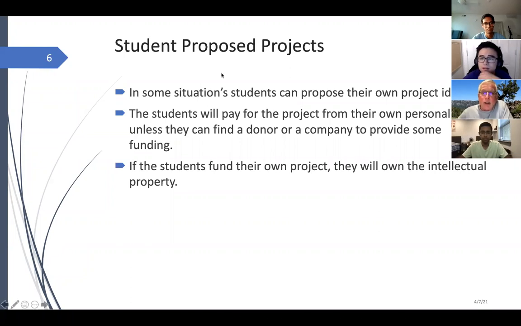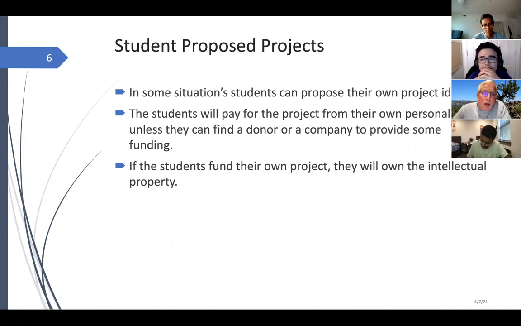And so it says here the students will pay for the project out of their own personal funds. Well, generally not, because we can actually go find donors or some funding in the department to pay for it. Unless, of course, you want to buy a $10,000 widget of some kind. Then you may be on your own. But we try to sponsor these projects out of funding that we can find. The thing about this, though, is that if the students fund their own project, then they will own the intellectual property.